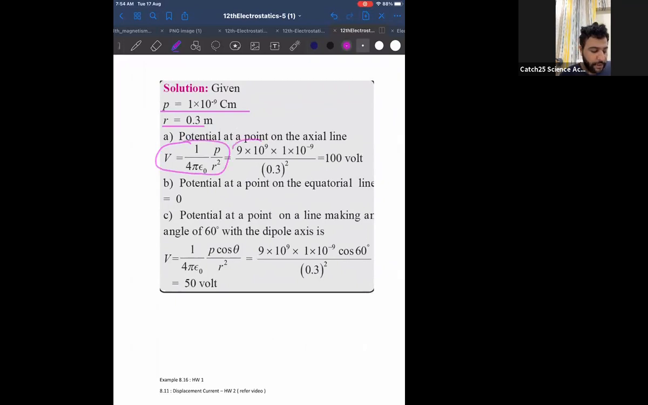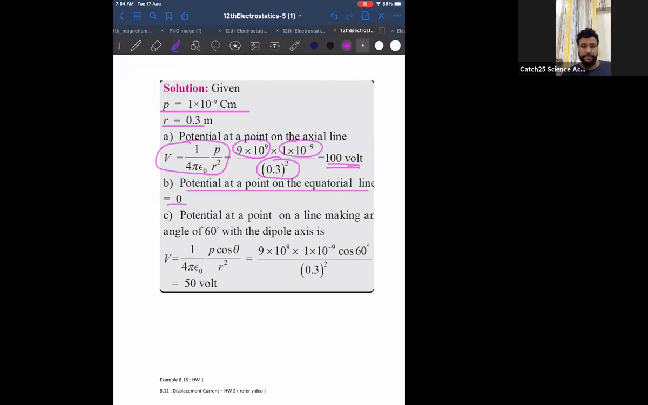1 by 4 pi epsilon naught will be 9 into 10 power 9. P is 1 into 10 power minus 9. And R is given as 0.3 squared. Therefore, the answer will be 100. And the second part, I already told you that on the equator, it will be 0.